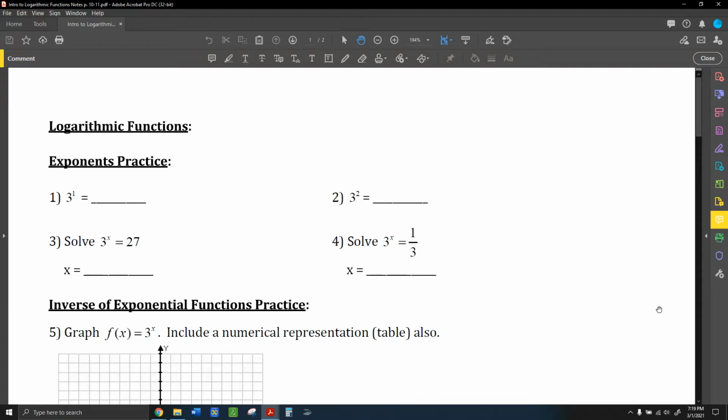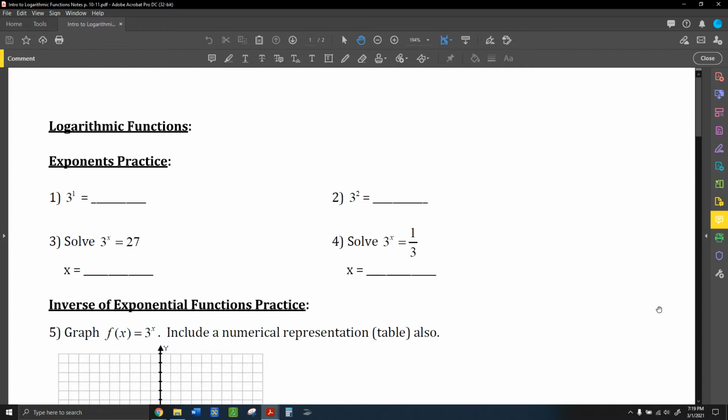All right, here we go with our first notes on logarithmic functions. So today we're going to be talking about evaluating logs. We're going to be rewriting logs and exponentials. We're going to be talking a little bit about inverses. If you're following along with me, this is pages 10 and 11 in your notes packet.